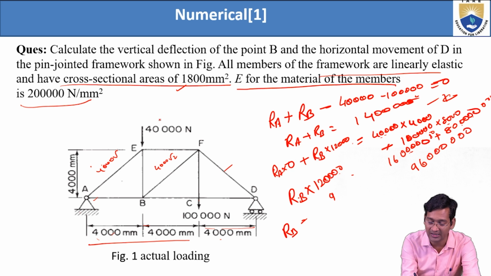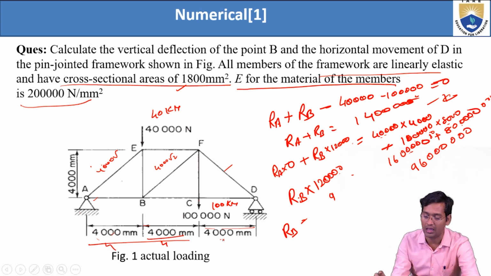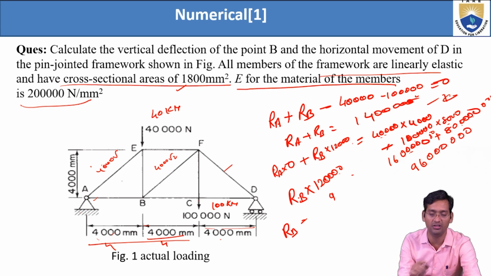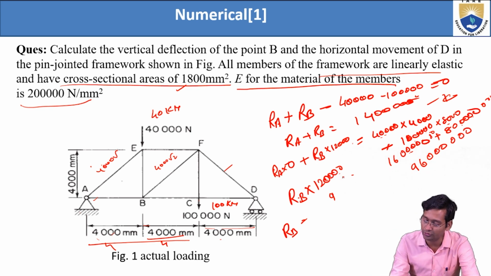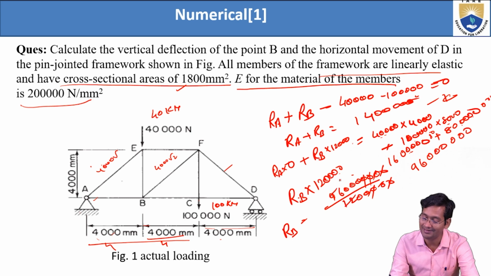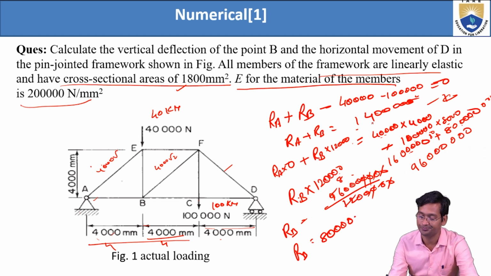Instead of this, you can directly take this as 40 kilonewton and 100 kilonewton, and take this as 4 meter, 4 meter, 4 meter. But all are in mm, so I'm solving this similar equation. You can see in the book, they have taken the 40 kilonewton. So 96000 divided by 120000, this will get cancelled, 12 8s are 96. So from here RB equals 80,000 we will get.